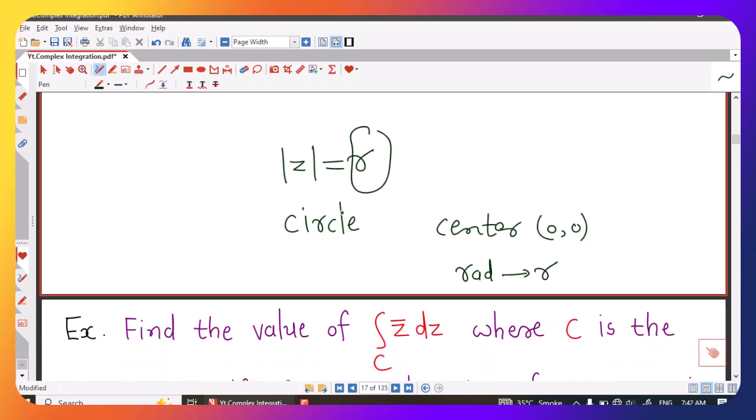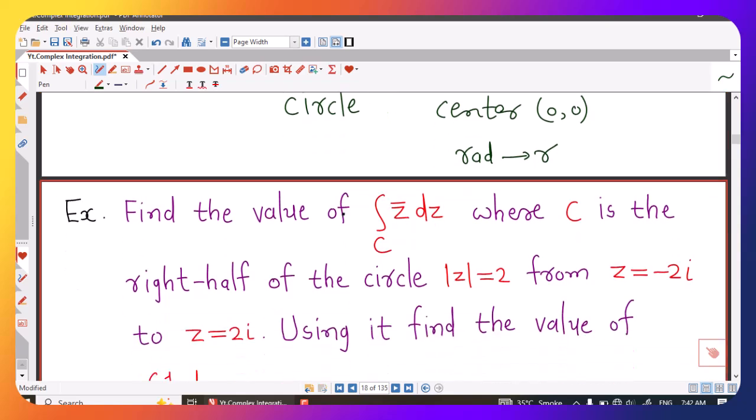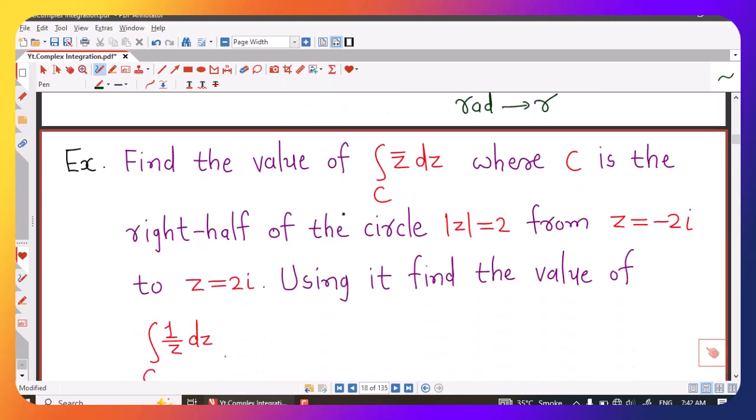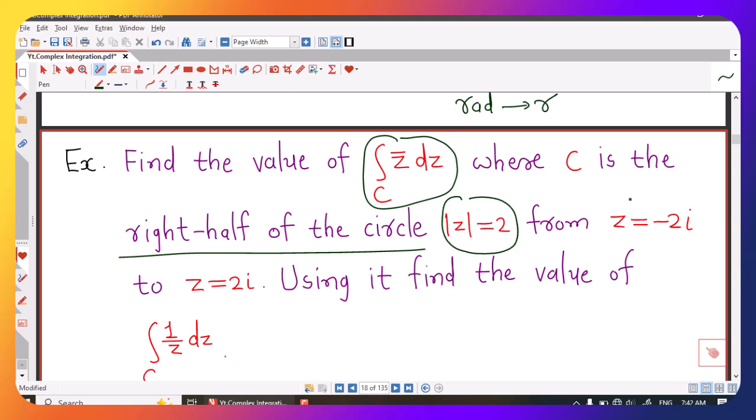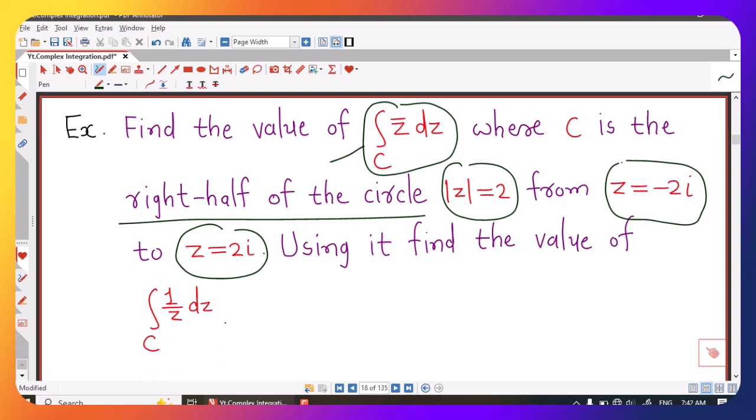So with this in mind, we try to solve this problem: we find the value of the integral of the conjugate of z with respect to z along contour C, which is the right half of the circle mod z equal to 2 from z equal to minus 2i to z equal to 2i. And using this integral which we will obtain, we will find the value of the integral of the function 1 by z along the same contour.